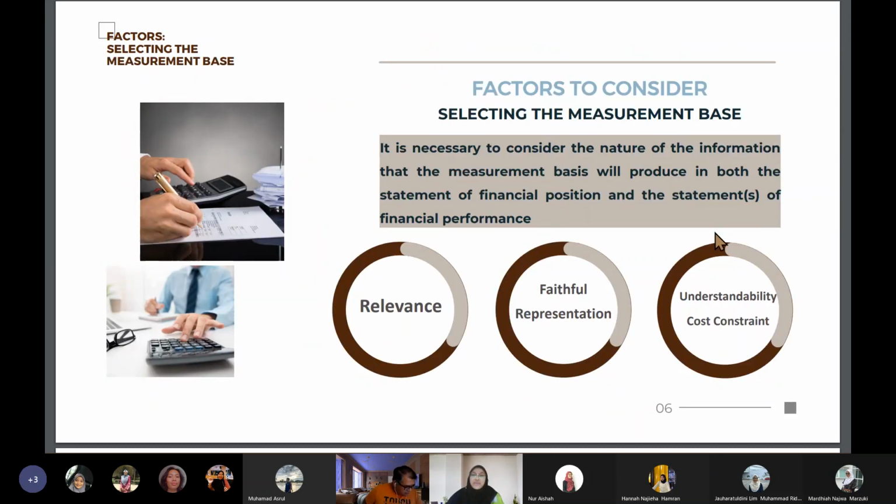There are also factors to consider in selecting the measurement basis, where it is necessary to consider the nature of the information that the measurement basis will produce in both the statement of financial position and the statements of financial performance. It has about 5, but I give you 3. The main is the relevance of information, the factual representation that has been presented by the group of Kak Mar and also Kak Dini, and also understandability and cost constraint, also the same as the previous group.